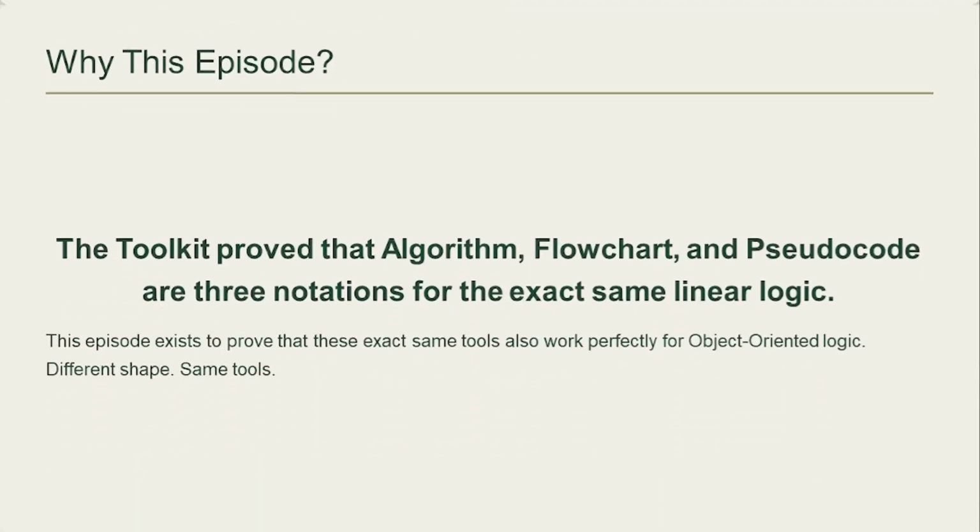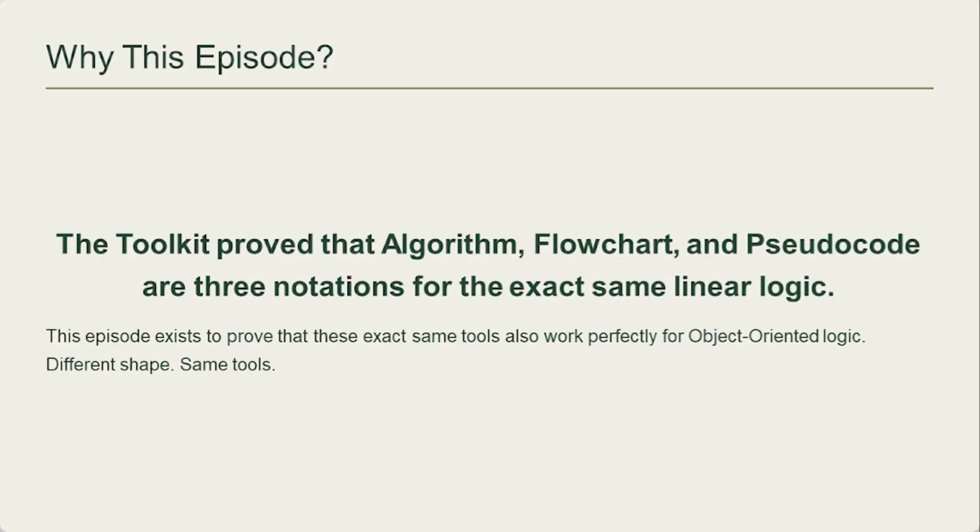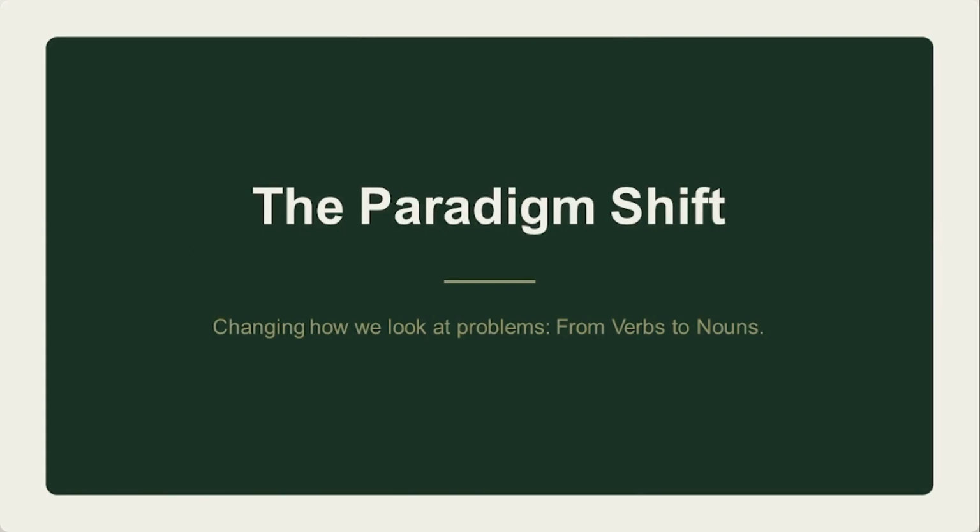Now what is the need of this whole episode 0, which is a prerequisite? The toolkit proved that algorithm, flowchart and pseudocode are three notations for the exact same linear logic. This episode will prove that these exact same tools also work perfectly for object-oriented logic. Different shape, same tools. The paradigm shift we are going to understand.